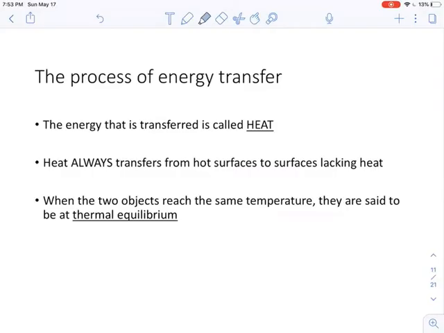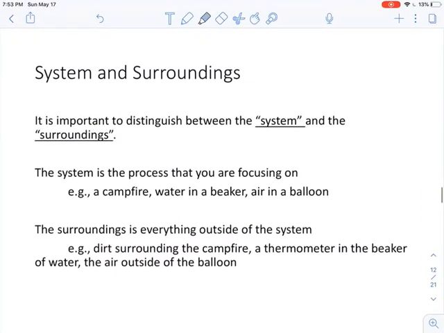So we're going to talk about the process of energy transfer. The energy that is transferred is called heat. Heat always transfers from hot surfaces to surfaces lacking heat. So in the example from standing on the tile versus the rug, the heat goes from the hot surface to the surface lacking heat. When the two objects reach the same temperature, they're said to be at thermal equilibrium. So they have the same temperature.